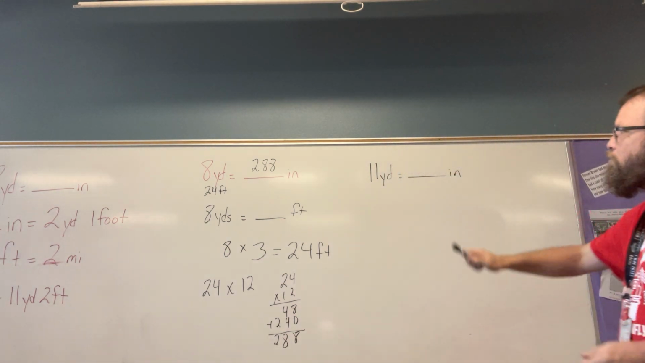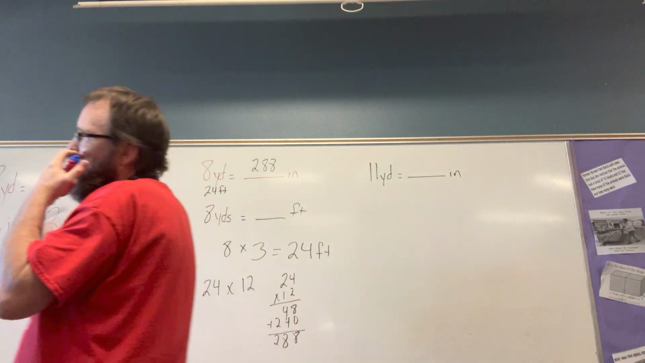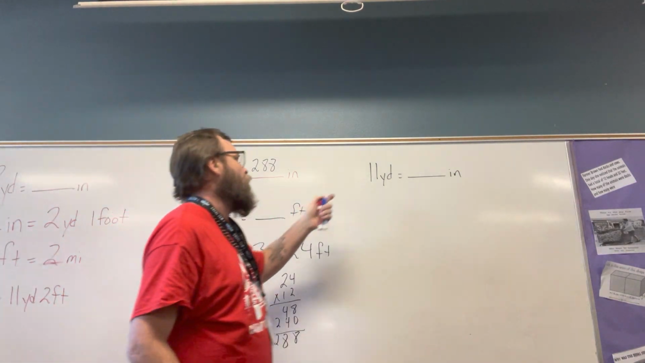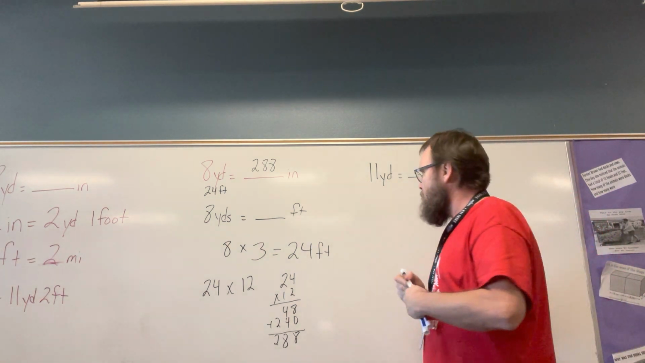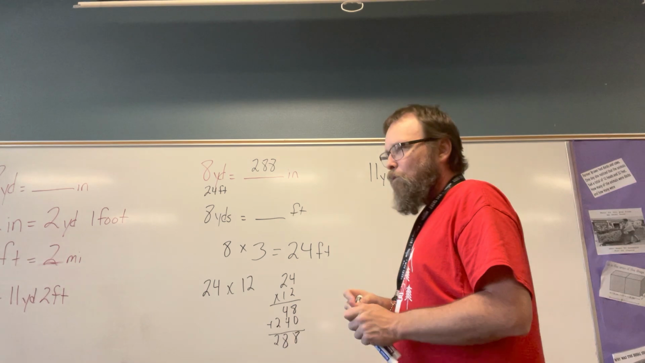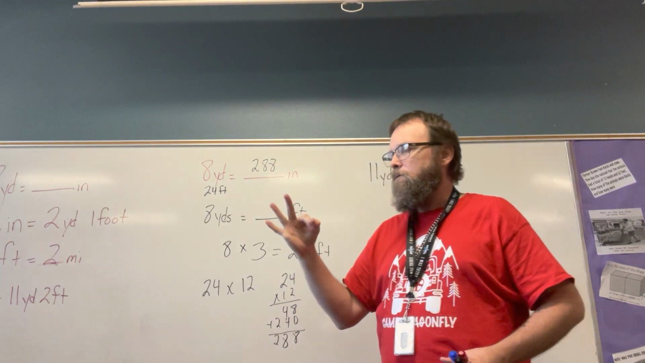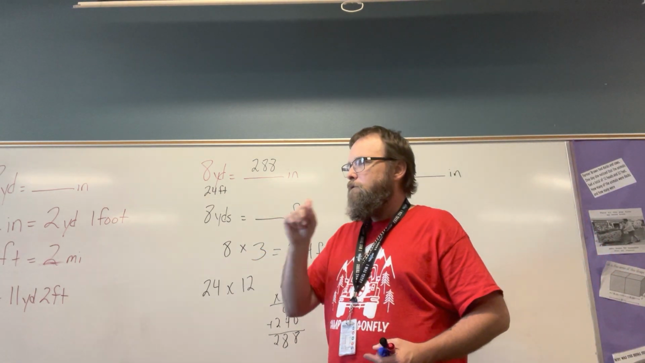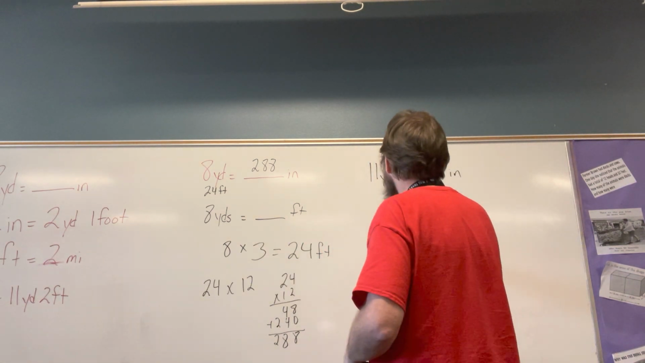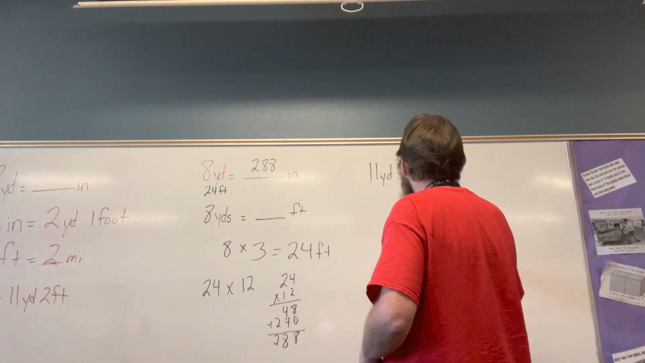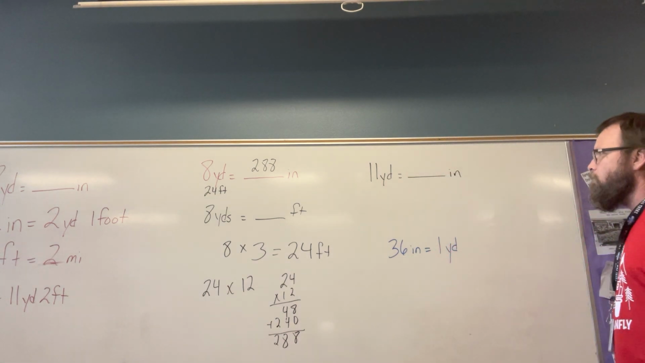All right, this is like the one we just did. Our formula chart does not tell us how many inches are in a yard. So there's a couple of ways we can do it. We can change the 11 yards to feet, or I can see how many inches are in 1 yard. Well, 1 yard has how many feet? 3. Each foot has 12 inches. So what's 3 times 12? Good, 36. So 1 yard is 36 inches.